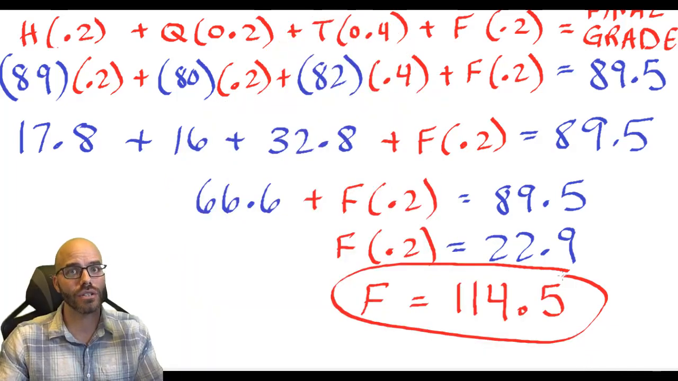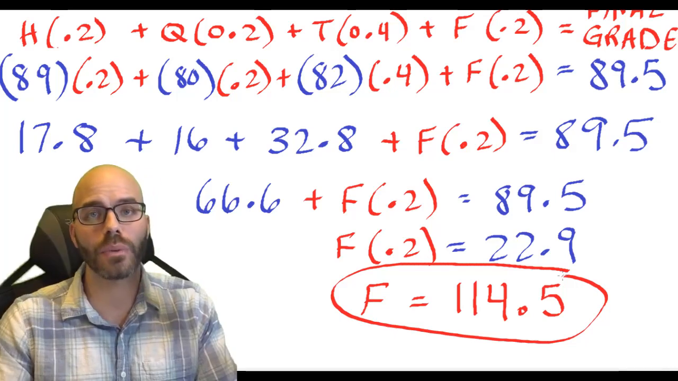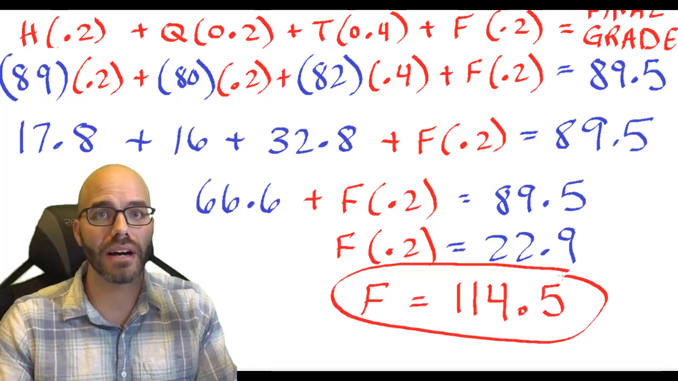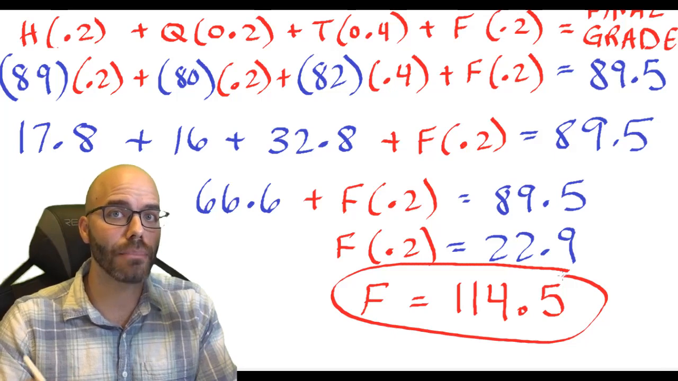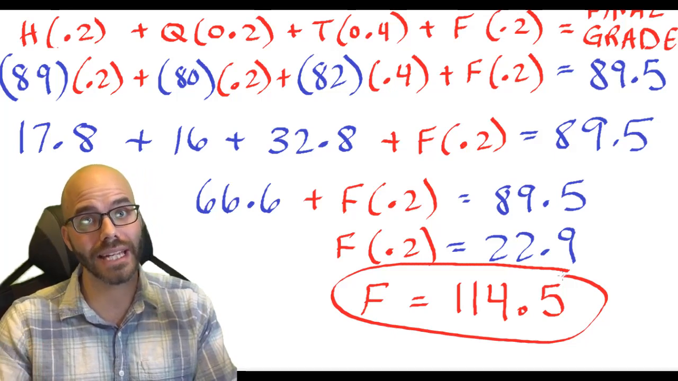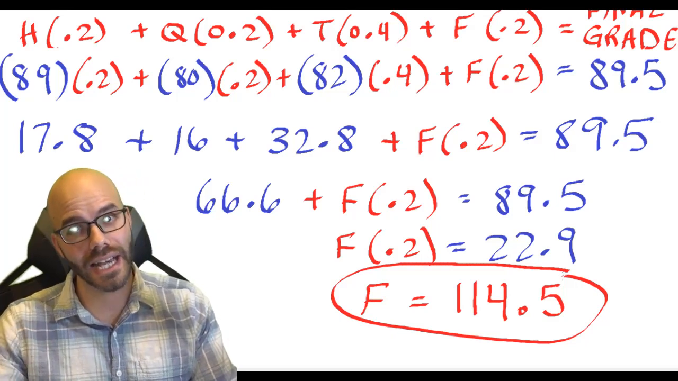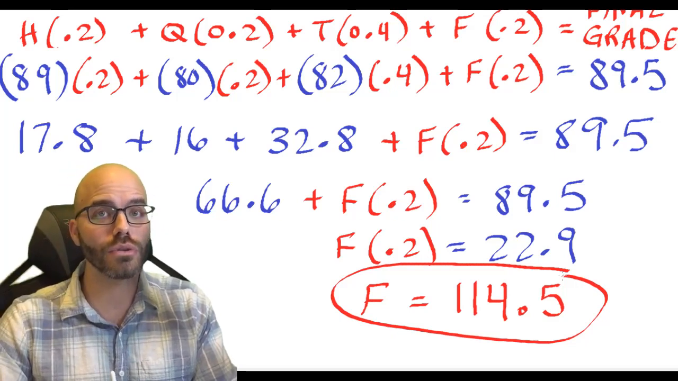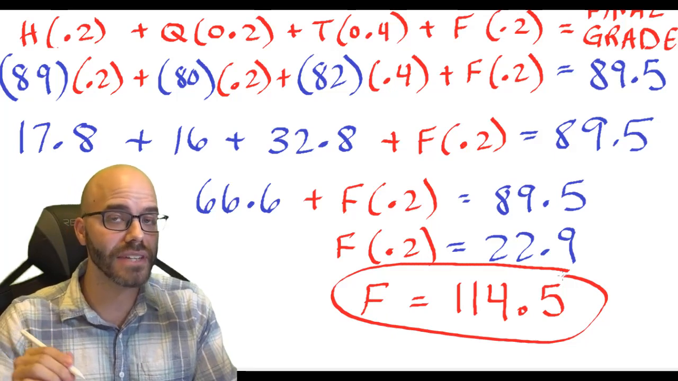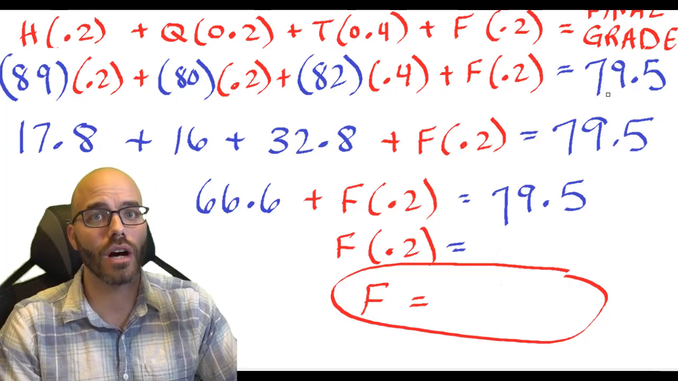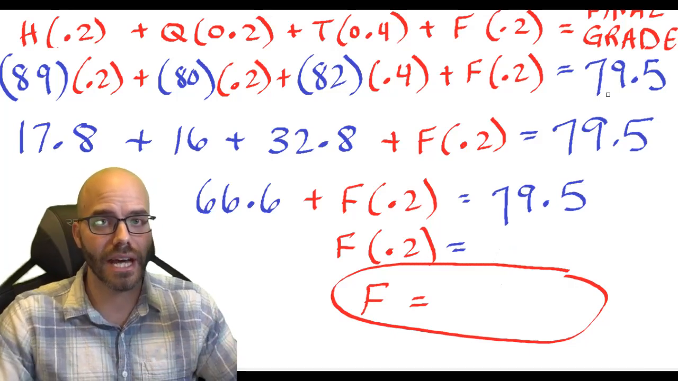Now what we would like to do is see what he or she needs to make on the final exam to get a B in the course. All we would have to do is take our formula and instead of 89.5, plug in 79.5, which would round to an 80, and a B is an 80 to 89. Okay, so let's replace all those 89.5s with 79.5s and finish this problem out.